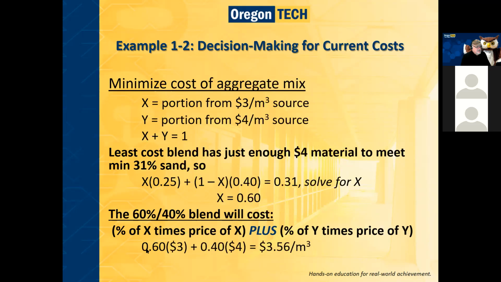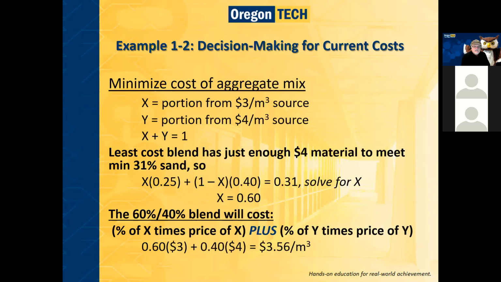So then you can say 0.6 times that $3 source plus 0.4 times the $4, actually I think it's 4.40 amount, which is equal to 3.56 per cubic meter. That's what it's going to cost you if you buy the most proportions.